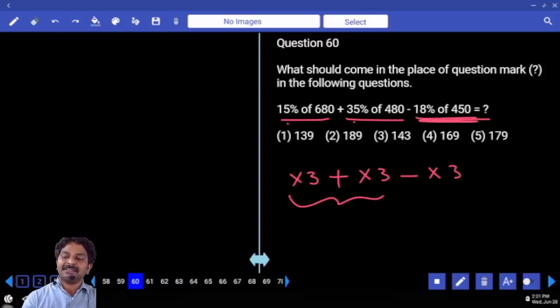From that, if you subtract 3 multiple, answer is, can it be first option? Second option? Yes. Third option? Fourth option? Fifth option?